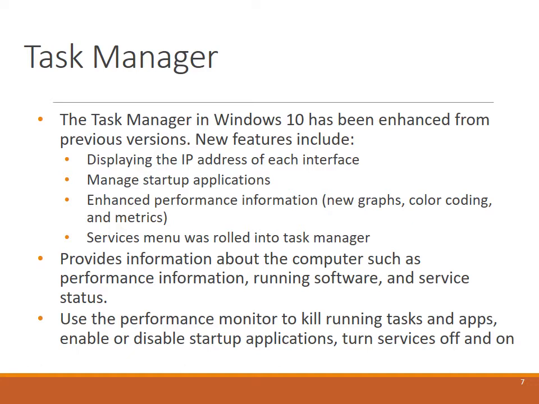The Task Manager in Windows 10 has been enhanced from previous versions. New features include displaying the IP address of each interface. It used to not do that. You'd have to go into the command line to figure that information out. You can use it to manage startup applications. So if you don't want a particular application to start up, you can do that. That was a feature that was rolled into the Task Manager from previous versions of Windows.